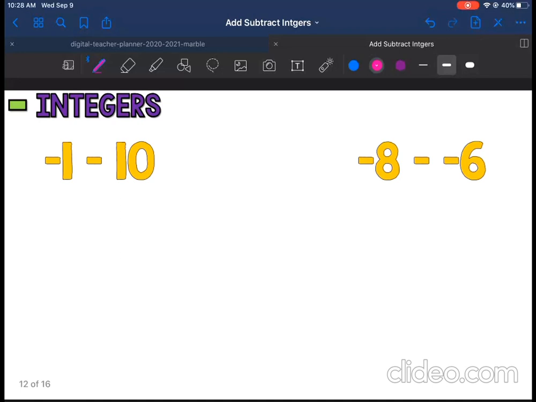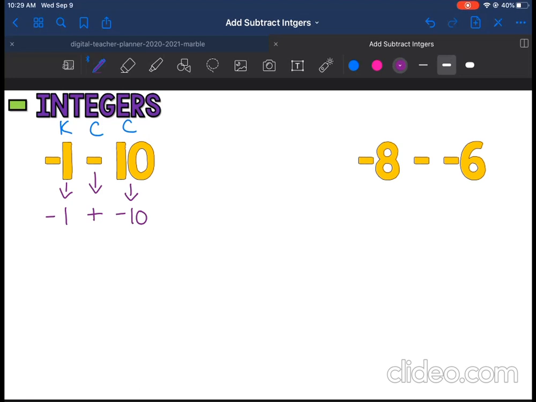Okay. So I'm going to KCC. What that means is I'm going to keep my first integer the same. -1, not touching it. It's staying -1. My first C, I'm going to change my subtraction to addition. And finally, I'm going to change my last integer, that 10, which is positive, to a -10. So my new problem is now -1 plus -10. And now all I have to do is follow my addition rules.